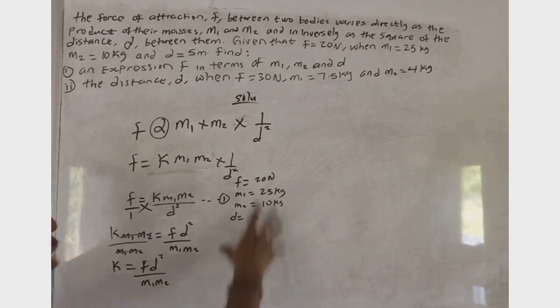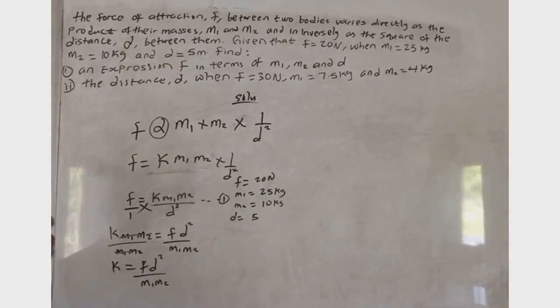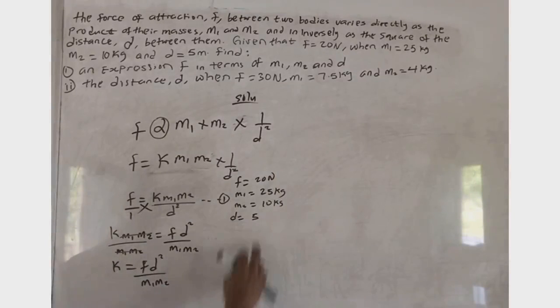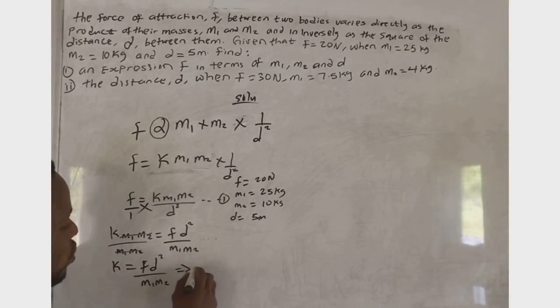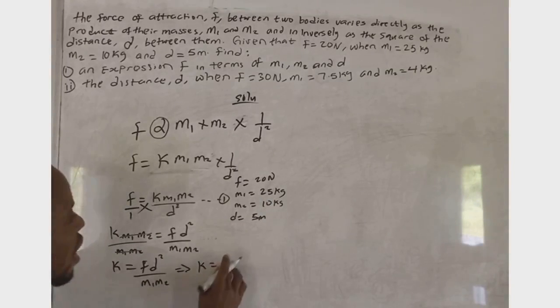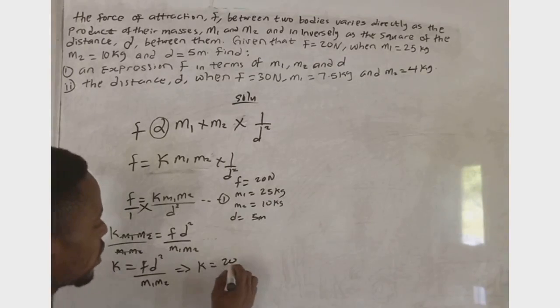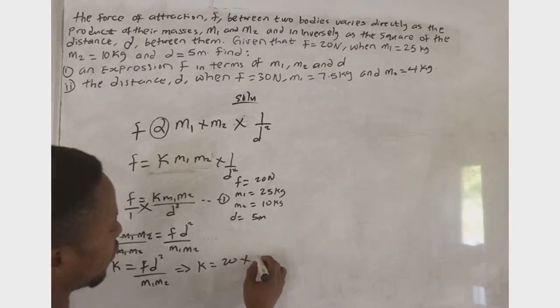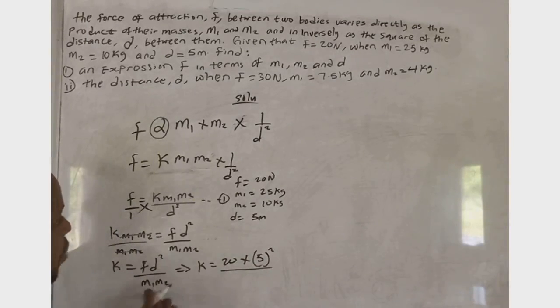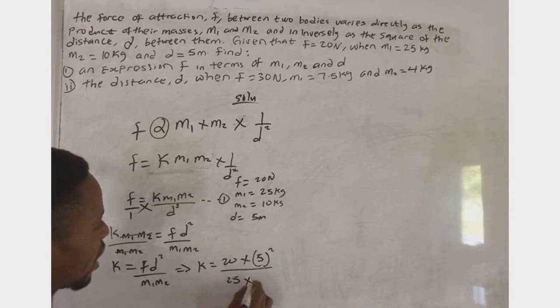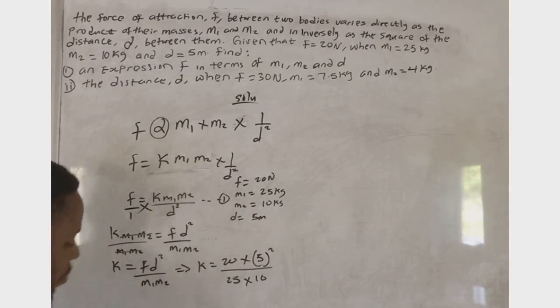So now let's input our data. We have our F to be 20 Newton, d to be 5 meter, m1 we have 25, and m2 is equal to 10. So k is equal to 20 multiplied by 5 squared, over 25 multiplied by 10.